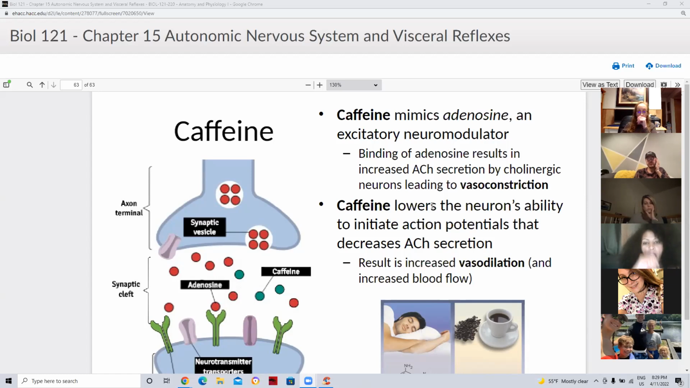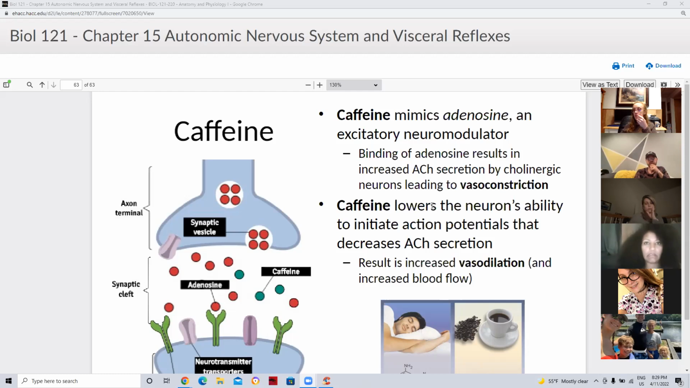Actually, wait, I'm sorry. Now I messed it up. I knew I messed it up. The second I said that, I realized I messed it up. That's what adenosine does, is it's going to work on the sympathetic nervous system to help with vasoconstriction.